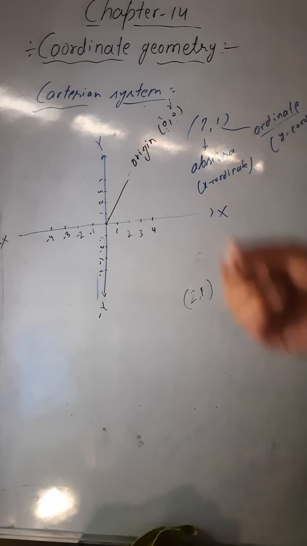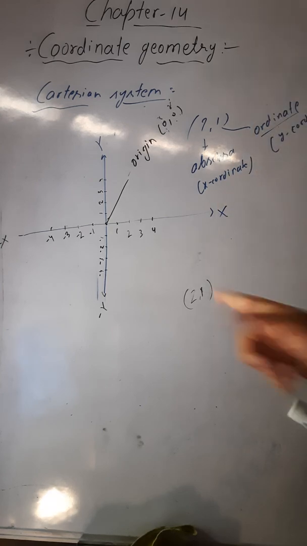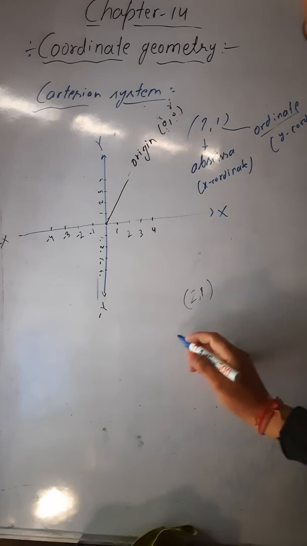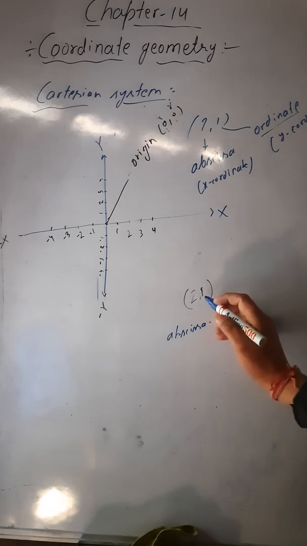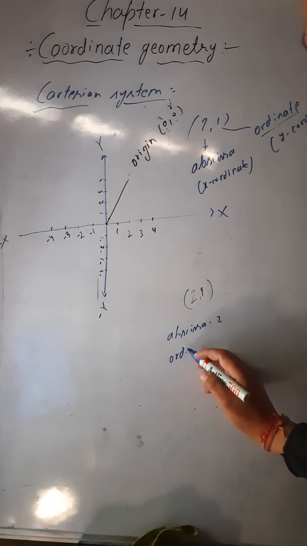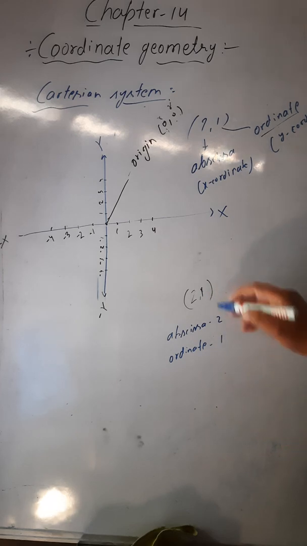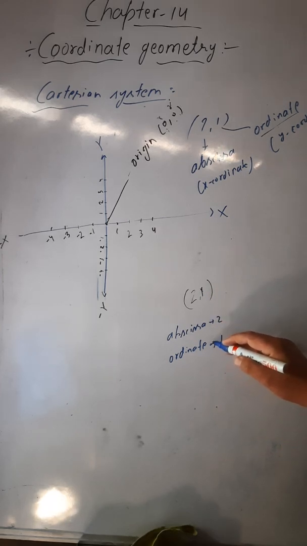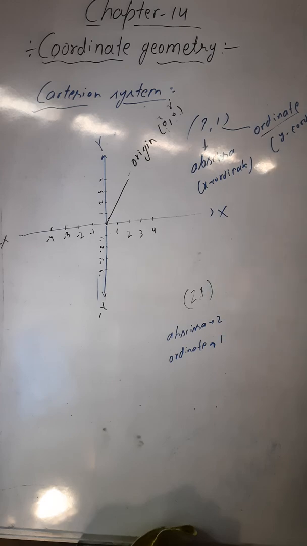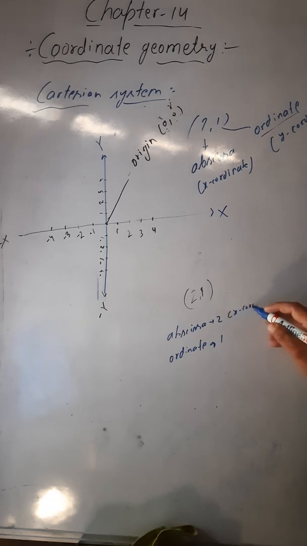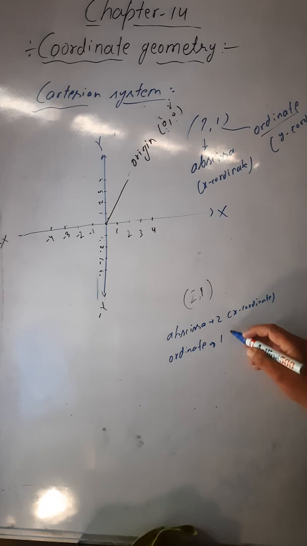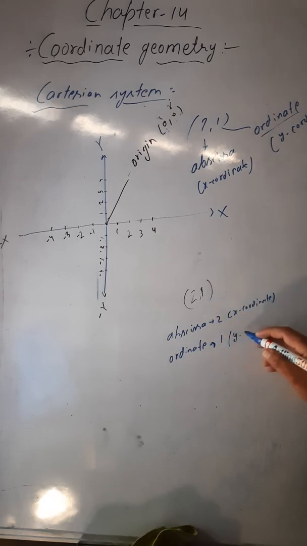Let me first tell you about the abscissa and the ordinate. What is the abscissa here? The abscissa is 2. And what is the ordinate here? The ordinate is 1. Abscissa means x coordinate, so the first one is known as the x coordinate. Ordinate means this is the y coordinate. Are you getting this? Yes.